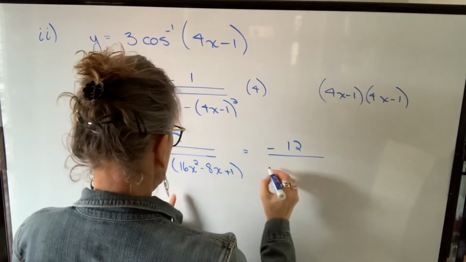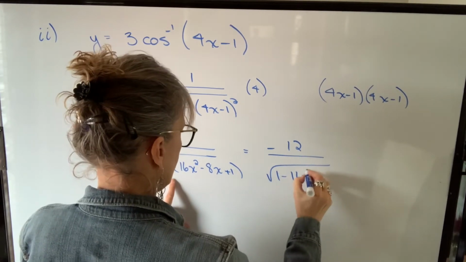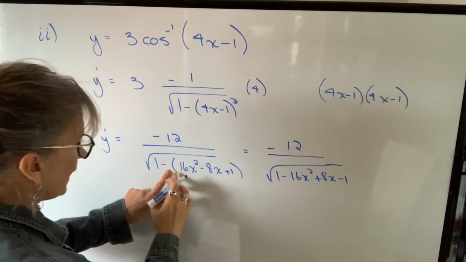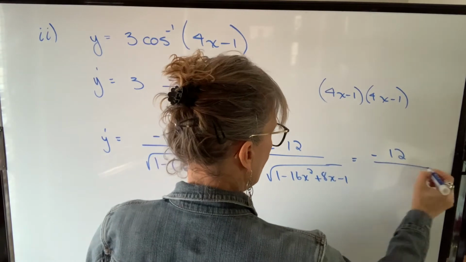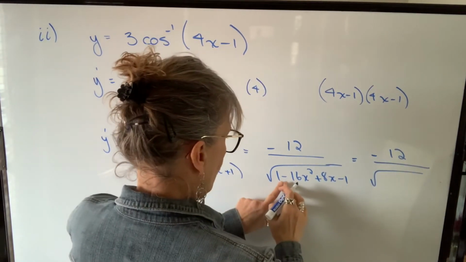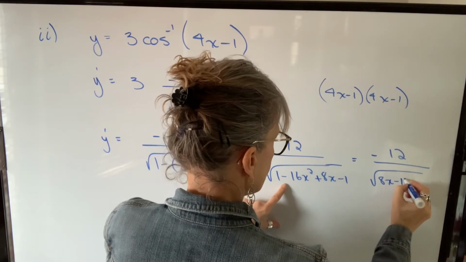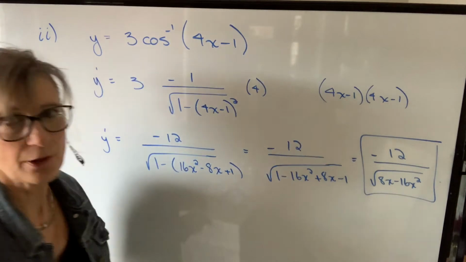And that would reduce or simplify to 1 minus 16x squared plus 8x minus 1. We're just going to distribute that negative to each term. And that would be -12 over the square root of 1 minus 1 is gone. So we're going to have 8x minus 16x squared. So that would be the derivative.